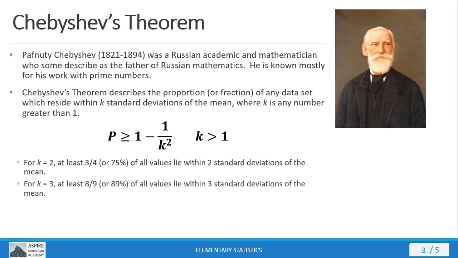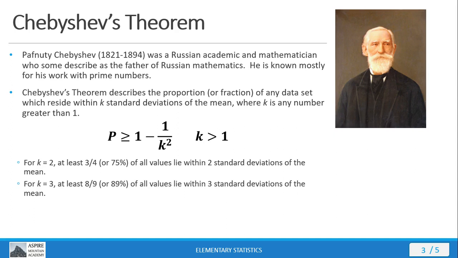If we set k equal to 3, Chebyshev's theorem predicts that at least 89% of the data will reside within 3 standard deviations of the mean. This again compares well with the empirical rule, which says that for normal distributions, 99.7% of the data lies within 3 standard deviations of the mean. 99.7% is greater than 89%, so again, it works.